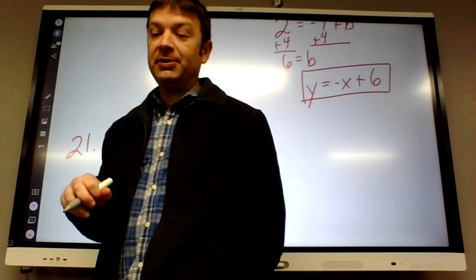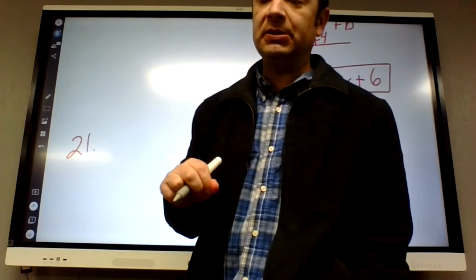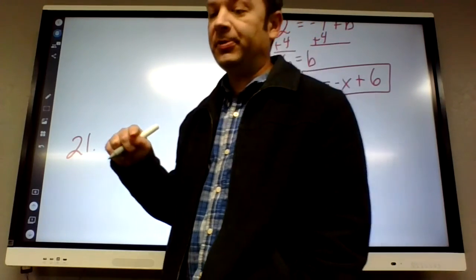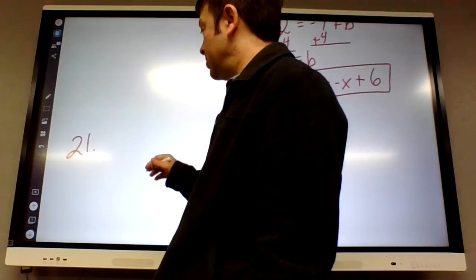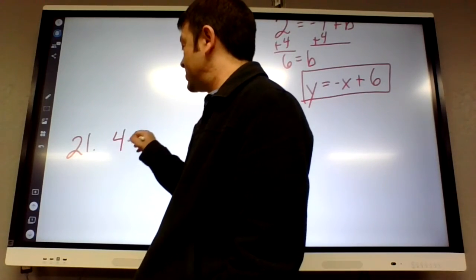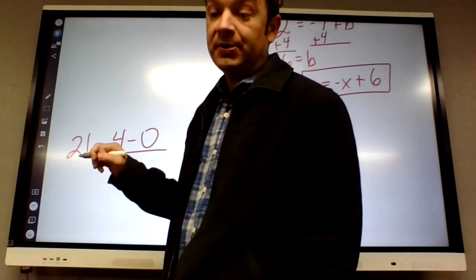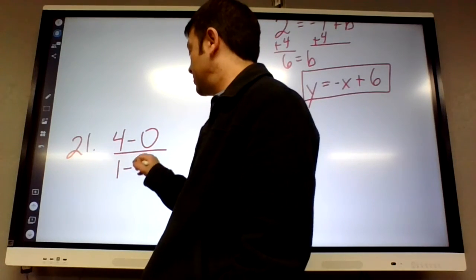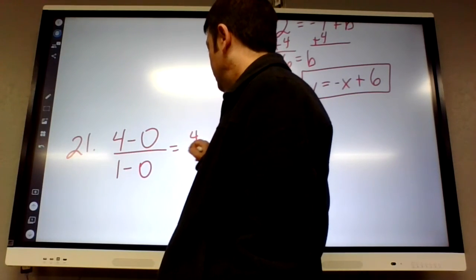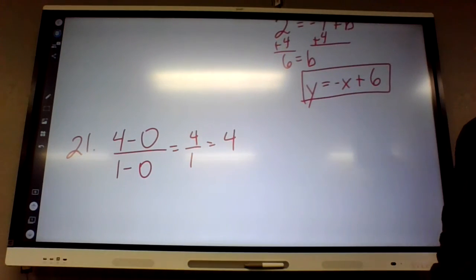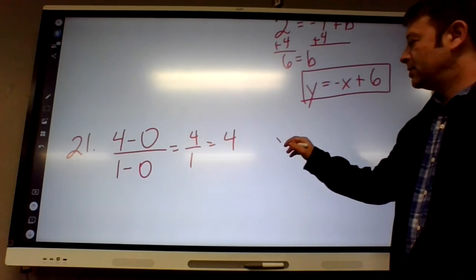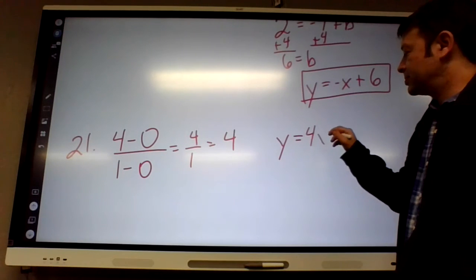Okay, you guys remember how I started on 19? Yes, by the slope formula. I use the slope formula. So y minus y over x minus x. So on 21 it would be 4 minus 0, those are the y values, over 1 minus 0. Which equals 4 over 1, which equals 4. So I know the slope is 4.